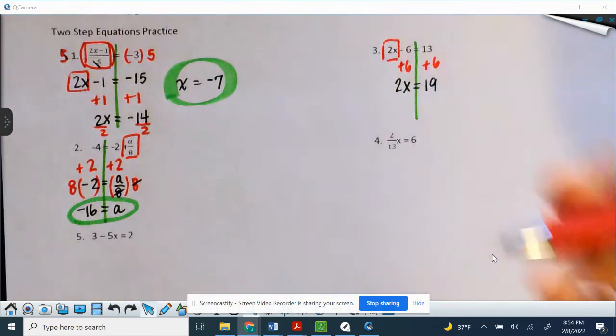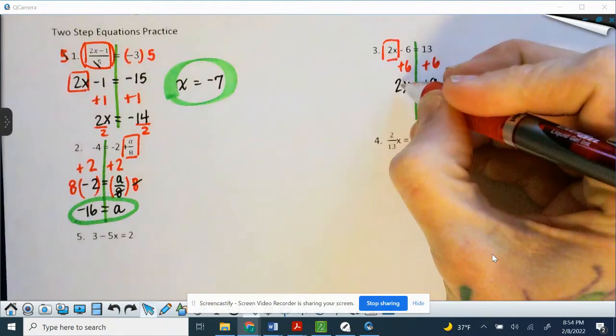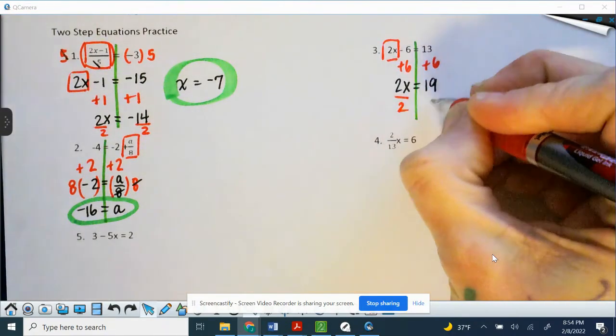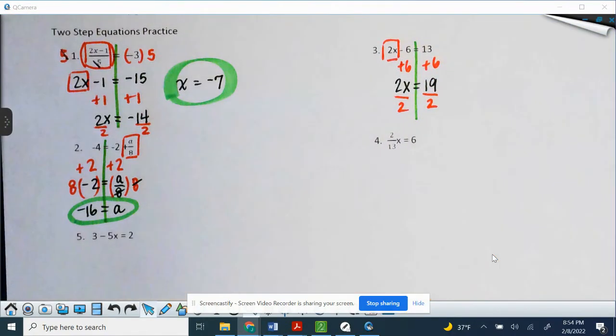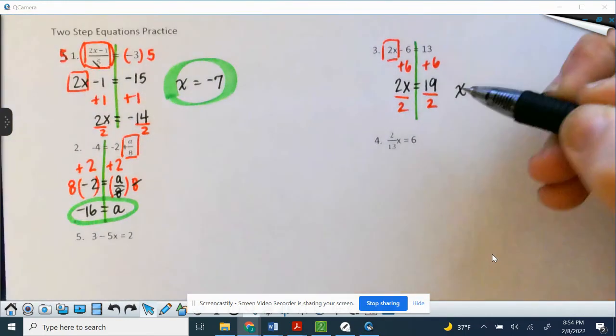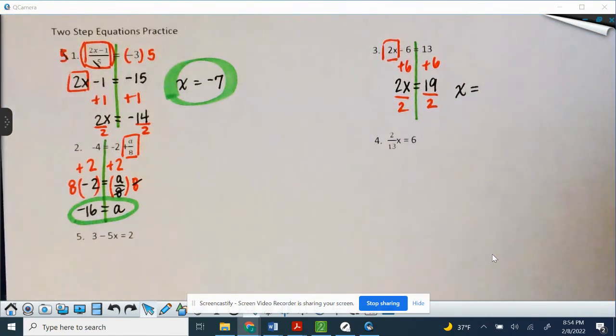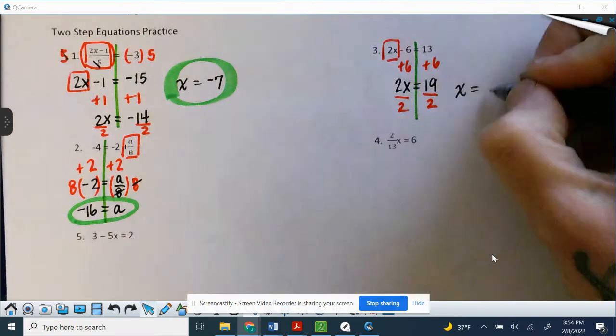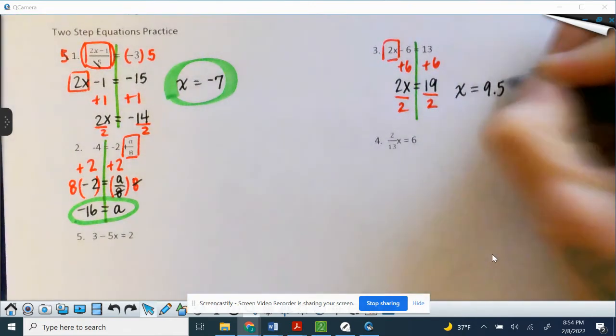So 2x is not by itself. That's 2 times x, and the inverse of multiplication is division. So we're going to divide both sides by 2. So x equals, 19 is not going to give me a whole number, and it's going to be 9.5, because 9 times 2 is 18.